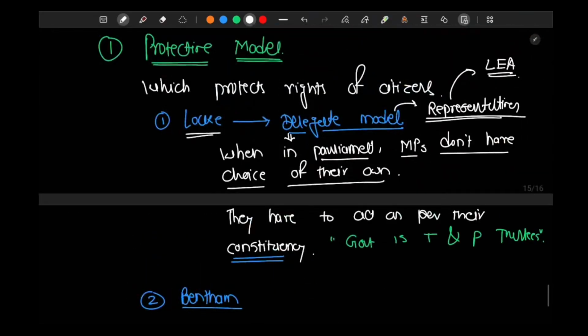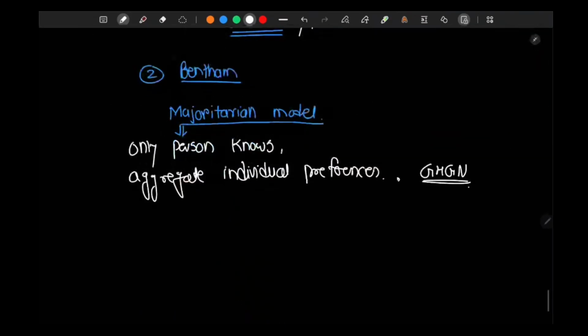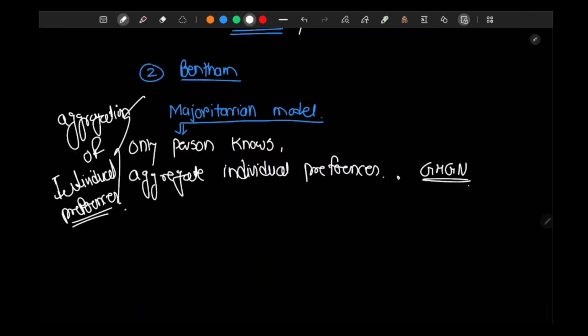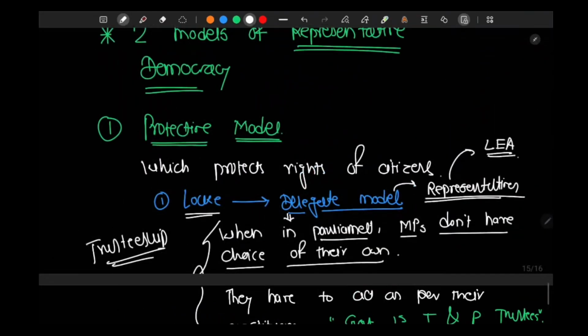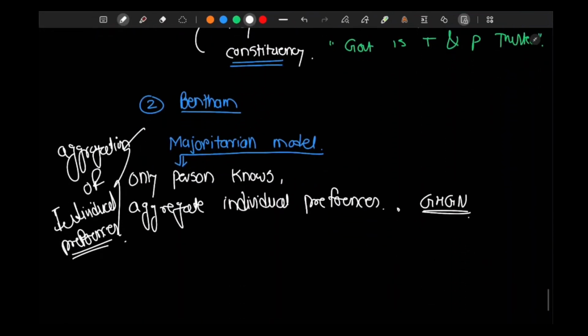One is the delegate model, the other is the majoritarian model. One talks about trusteeship and the other talks about aggregation of individual preferences. One talks about representation of a constituency, the other talks about representation of people.